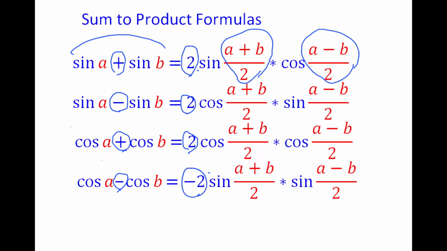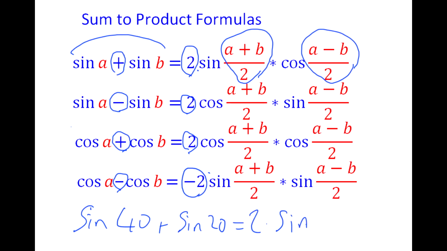For example, let's say we have sine 40 plus sine 20, right? So it's going to be 2 times sine. If you add 40 to 20, we have 60. 60 divided by 2 is going to be 30. So we're going to have 30 here times, we are subtracting 20 from 40, then we have 20, and divided by 2, then we are going to have 10. So we're going to have cosine 10 here.